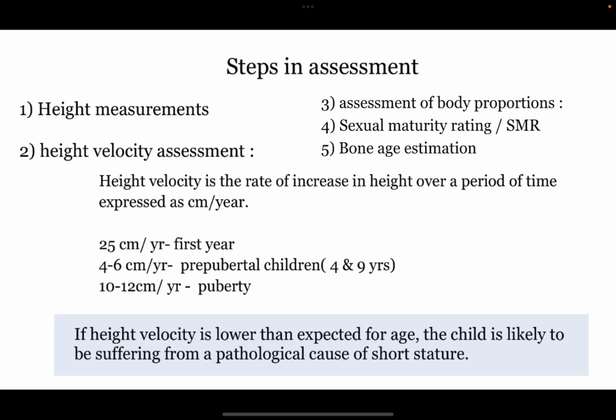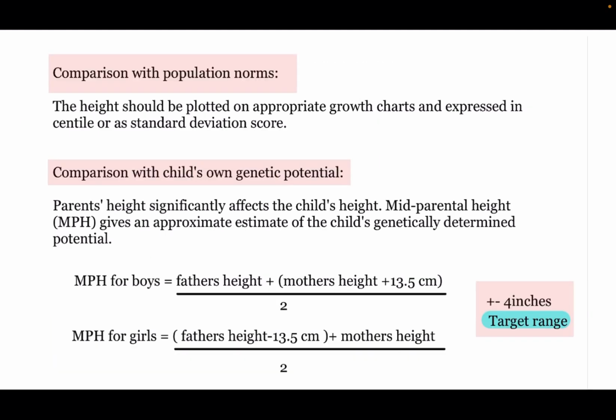Steps in the assessment are height measurement, then height velocity assessment, assessment of body proportions like upper segment to lower segment ratio, arm span, sexual maturity rating, bone age estimation. Height velocity is the rate of increase in height over a period of time expressed as centimeters per year. If the height velocity is less than expected for age, the child is likely to be suffering from a pathological cause of short stature.